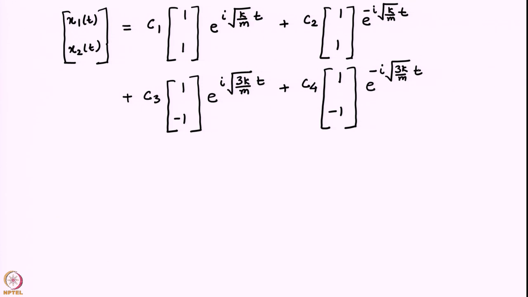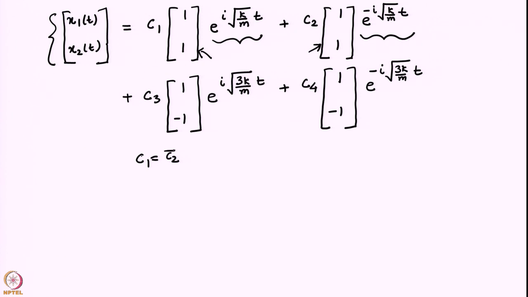What are c1, c2, c3 and c4? These are constants of integration which have to be determined from initial conditions. Like before, you can see that this and this are just the complex conjugates of each other. So because the eigenvector is the same here and there, and because this quantity has to be real, C1 and C2 must be complex conjugates of each other.